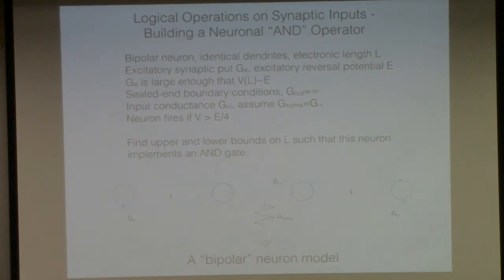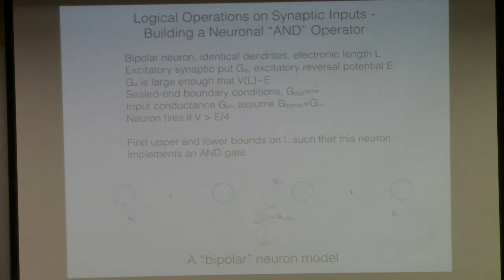So there is some intermediate range here where if we apply inputs here and here, we can implement an AND gate. If we're further away from that, we won't get any response at the soma. And if we're closer than that, every input will evoke a response. That's not an AND gate. So this is the general thinking about the principles behind building an AND gate.